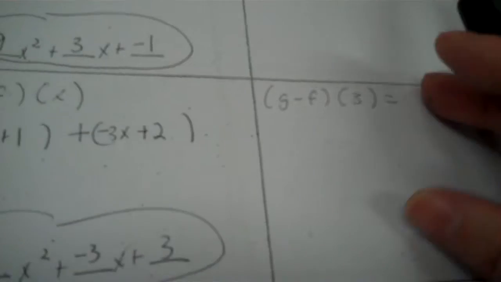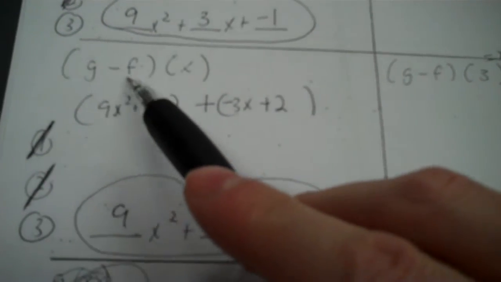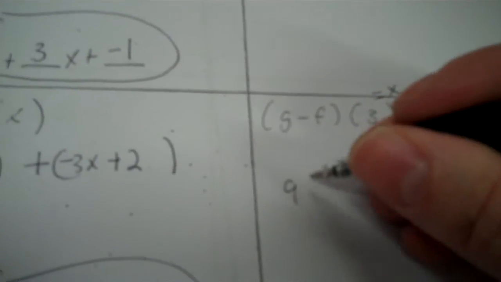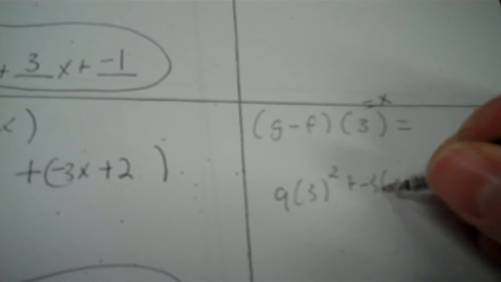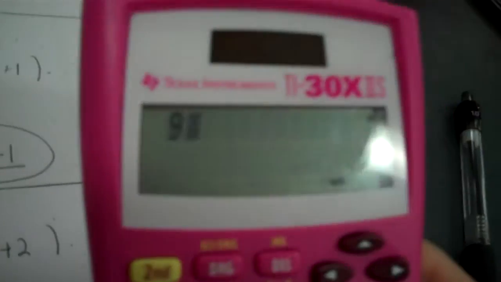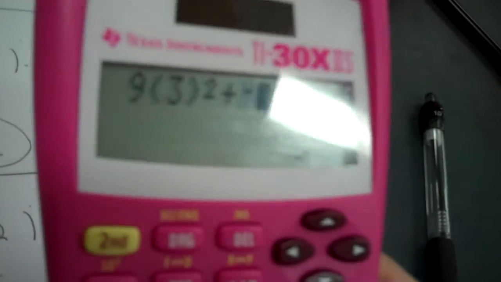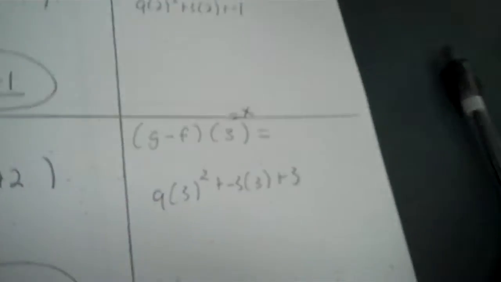So g minus f of 3 means I just put 3 in for the x that I got when I did g minus f of x. So I just put 3 in for x. So 9 parentheses 3 to the second plus negative 3 parentheses 3 plus 3. And it's just plug and chug basically. Okay, I got 75.